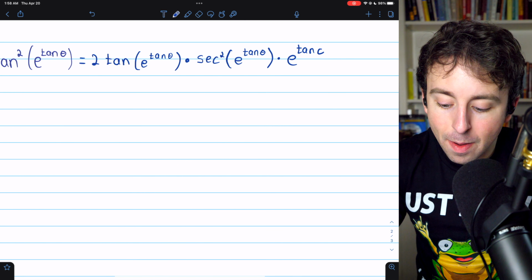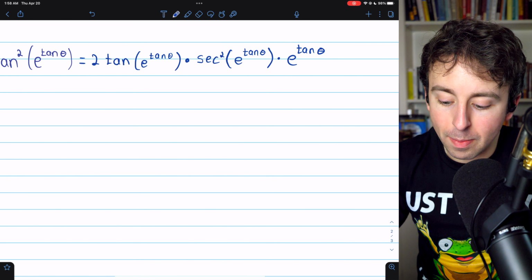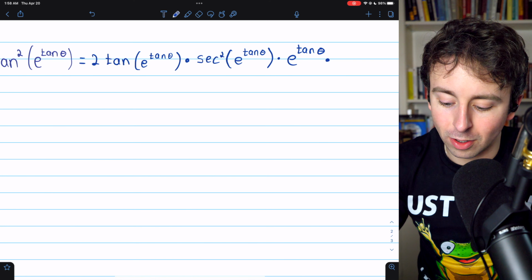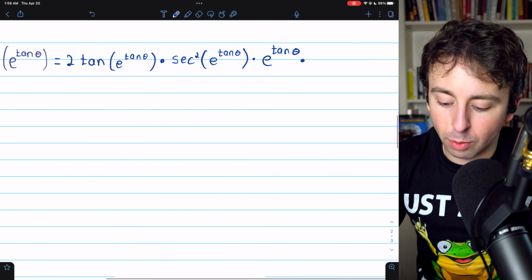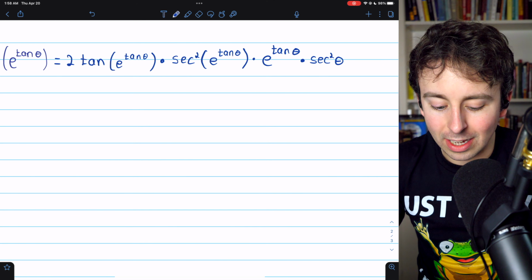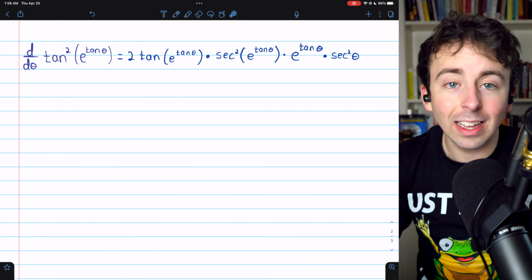But because that power is a function, we also need to multiply by that power's derivative. That's the chain rule. We're multiplying by the inside function's derivative. And of course, the derivative of tan theta is secant squared theta. And finally, we have taken care of all layers of this composite function, and that's our derivative.